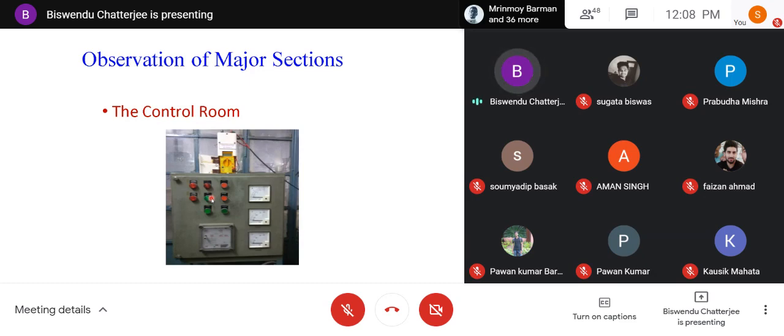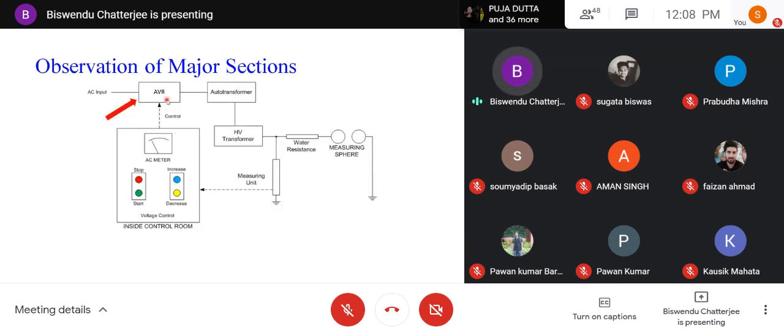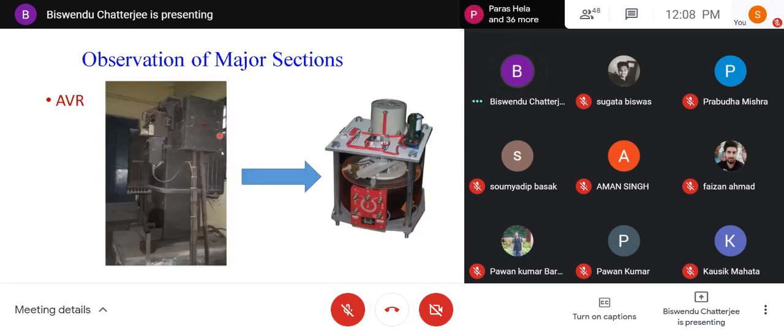Next, go to the laboratory. The AVR is the first thing, automatic voltage regulator. This is the unit in the laboratory. And what is there inside? Nothing but your, did you see a Variac in your experiment? I think some of the experiments you have done, or not a single experiment. Are you familiar with this Variac?